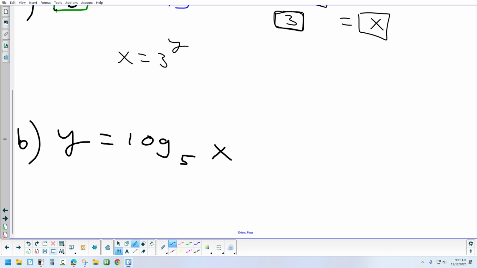X equals 5 to the y power. The argument ends up by itself. 5 is your base. The logarithm always equals the exponent. Again, not something we can solve, but that's how you would rewrite it in exponential form. Any question on how we rewrote that? Okay, so that's changing to exponential.